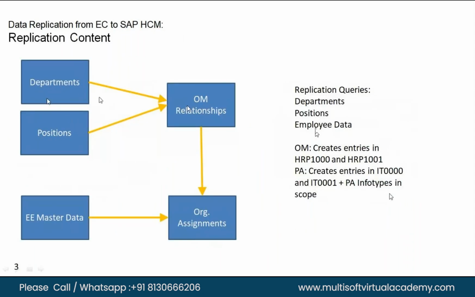So here, departments and the positions, this is an example. We maintain the relationships and object IDs under the OM relationships. The employee master data runs as the second step, and then the third step is employee org assignments, where it will sync in the info type 1. The department positions will be replicated in the HRP tables, and then employee data will replicate with the second program, and in the third program it will sync between the info type 1. It creates entries in HRP and 1001.